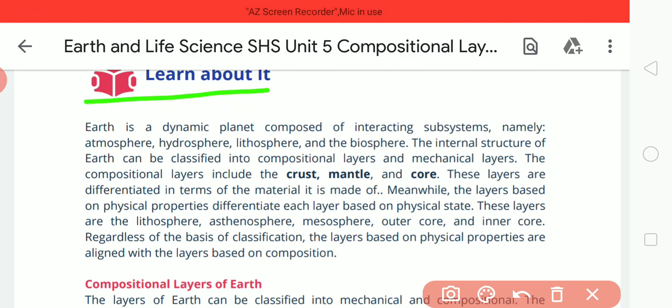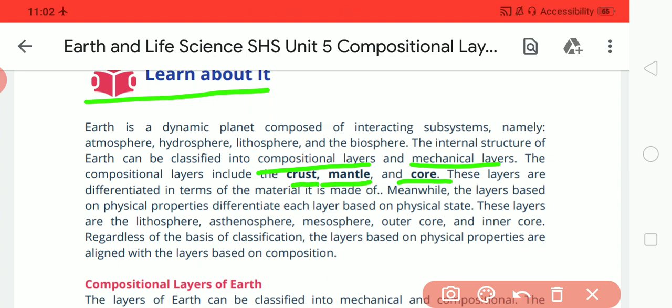Earth is a dynamic planet, so that means Earth is constantly changing, and it is composed of interacting subsystems, namely the atmosphere, hydrosphere, lithosphere, and biosphere. The internal structure of the Earth can be classified into compositional layers and mechanical layers. The compositional layers include the crust, mantle, and core. The layers are differentiated in terms of the material they are made of.